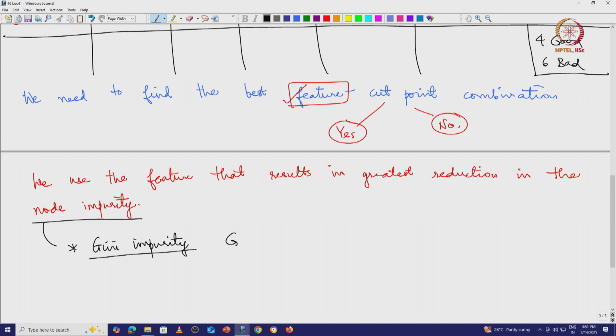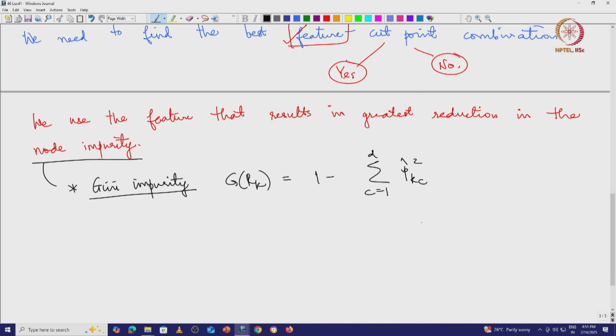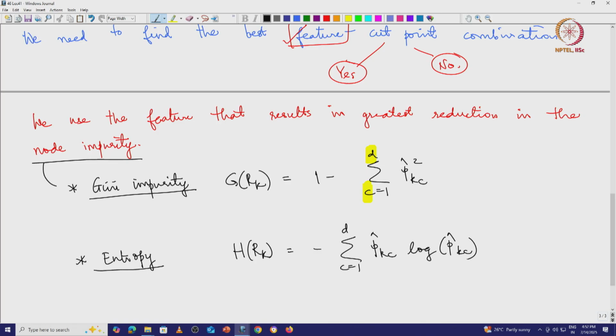and this was defined for a particular node Rk as 1 minus the sum over C going from 1 to D of p hat kc squared, right, where there are D different classes. D refers to the total number of classes, C is the index over the classes. So this was Gini impurity and the other was basically the entropy as a measure of node impurity. So that was H as a function of Rk, and this entropy, of course, you are more familiar with, is just minus p log p, sum over all the classes. So this is minus p hat kc log p hat kc, okay.